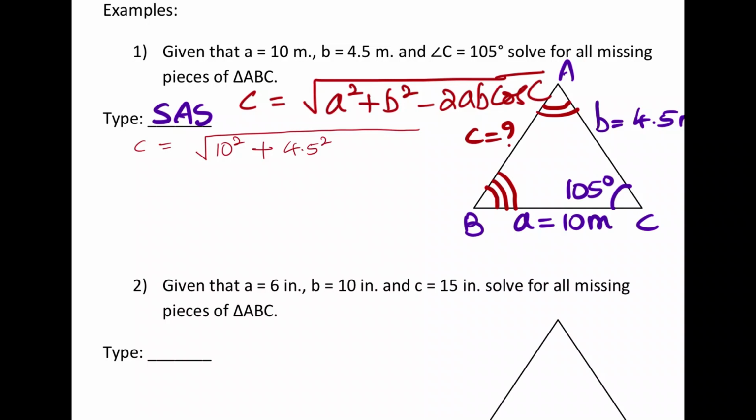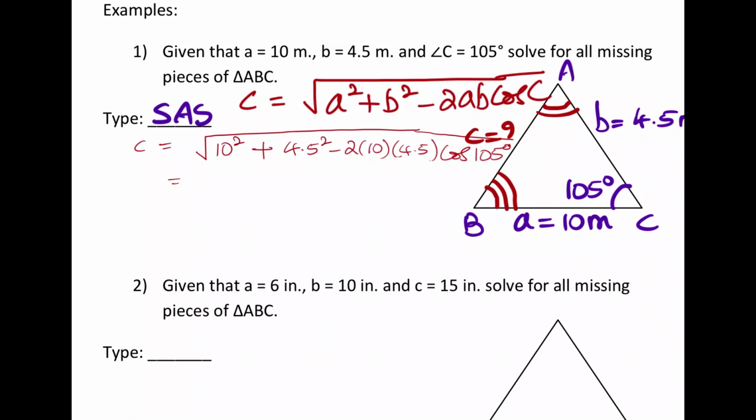plus b squared would be 4.5 squared, minus 2 times a is 10, b is 4.5, and then cosine of angle C, and in this case angle C is 105 degrees. Now all I need to do is plug this whole thing into the calculator, but make sure your calculator is in degree mode before you do that. And remember, this square root extends for the whole thing all the way till the cosine of 105. So go ahead and plug into your calculators and see if you're getting the same answer as me.